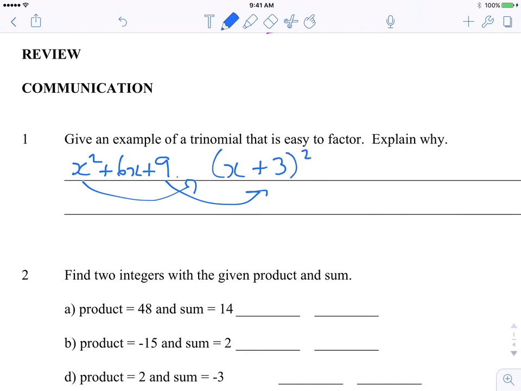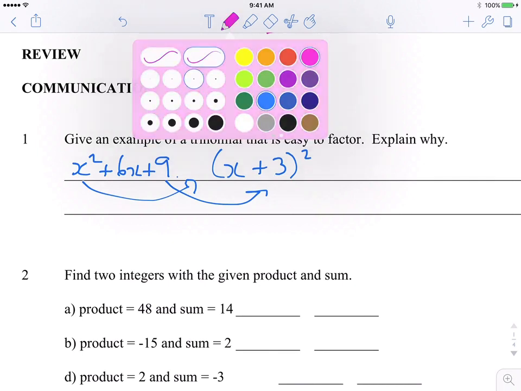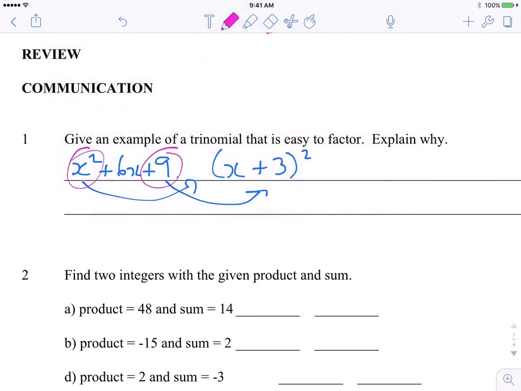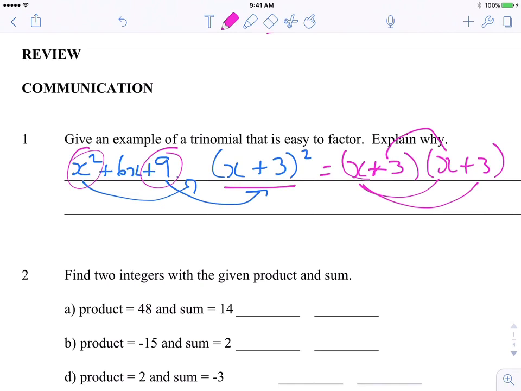And that's a very simple one to factor because it's easily recognizable, just given the fact that the first term is a perfect square and the last term is a perfect square. I also need to be conscious of the fact that the middle term being 6x will result from this. And I know that's x plus 3 times x plus 3. So we do know that we're going to have x squared plus 3x plus 3x again, and that's where I get my 6x. And of course, positive 3 times positive 3 is 9. So the reason why that's easy to factor is because it's easily recognizable and it's a perfect square trinomial.